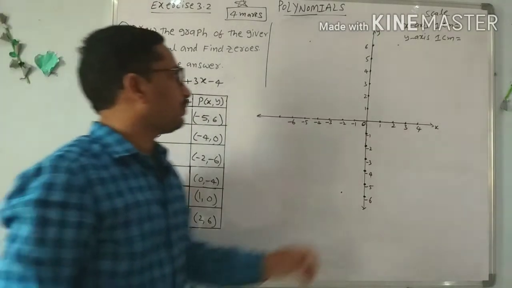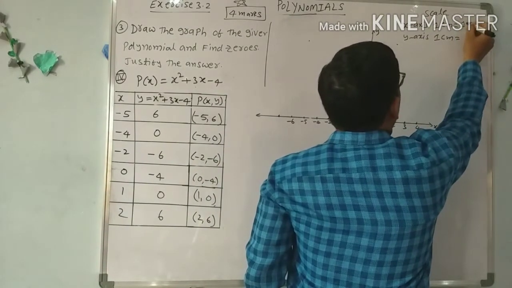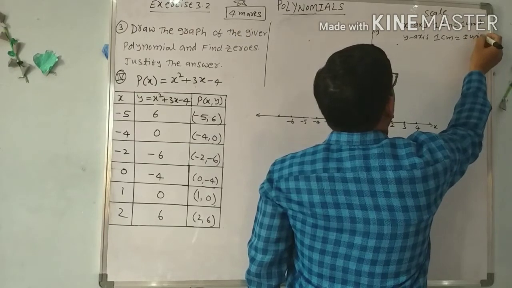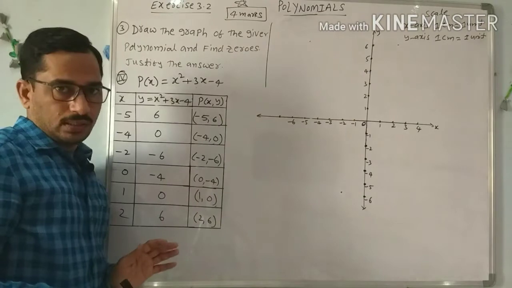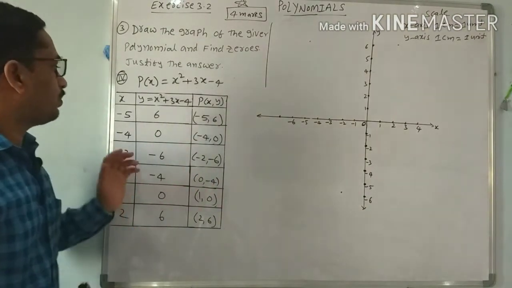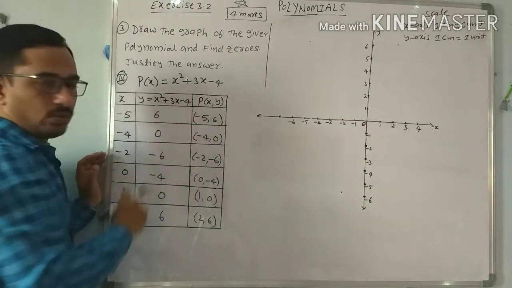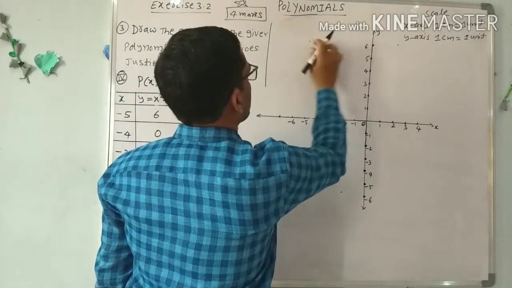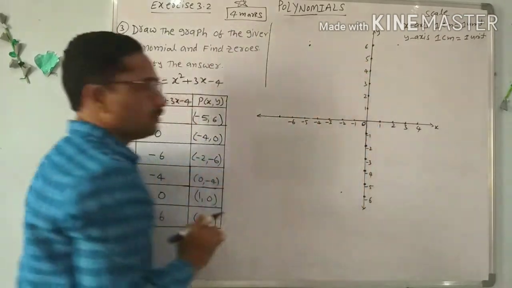Now see the graph. The scale: x-axis 1 centimeter equal to 1 unit and y-axis also 1 centimeter equal to 1 unit. So I am taking the same units. So here the graph is also just according to our numbers, so our points. Now plot the points. First point (-5, 6), x coordinate value -5, y coordinate value 6. So this is the first point.